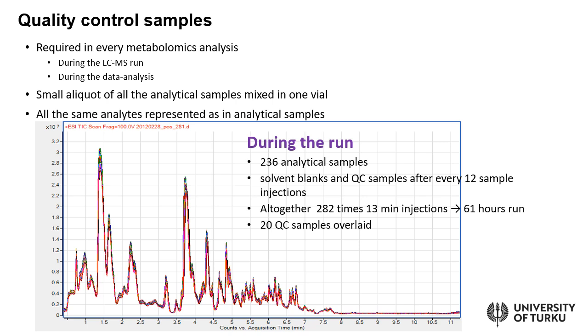For example here, this example is from a sample sequence where we had 236 analytical samples. A mixture was made, and we also injected some solvent blanks, and the quality control sample was injected after every 12 analytical samples. So altogether this analysis took 61 hours. So the instrument was running 61 hours without any interruption.